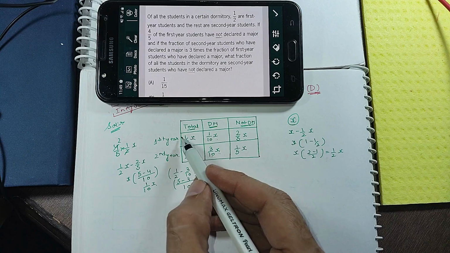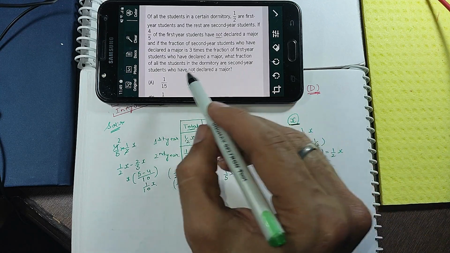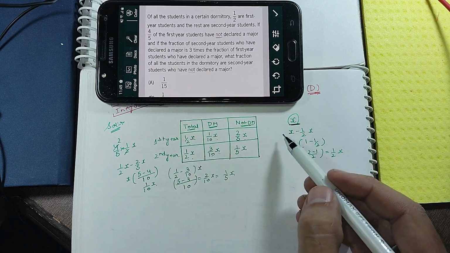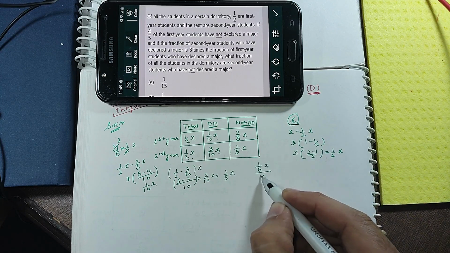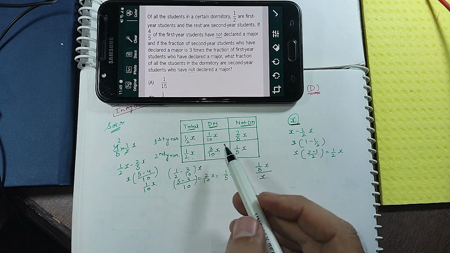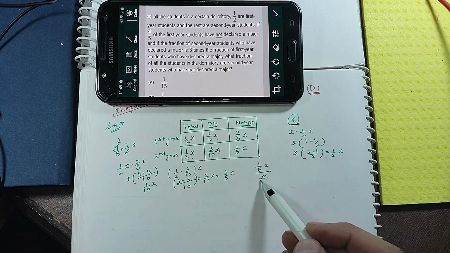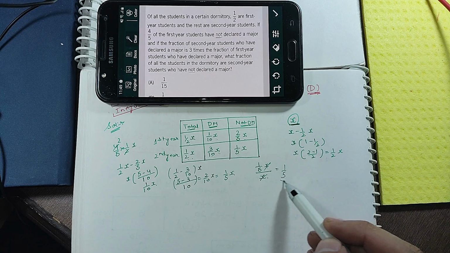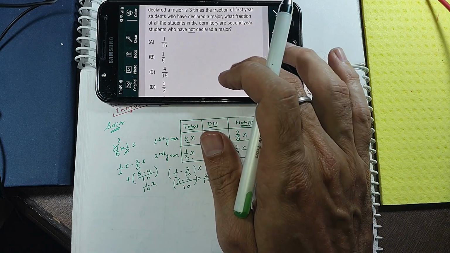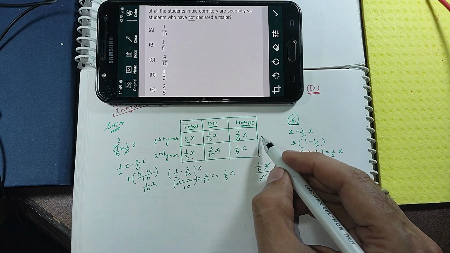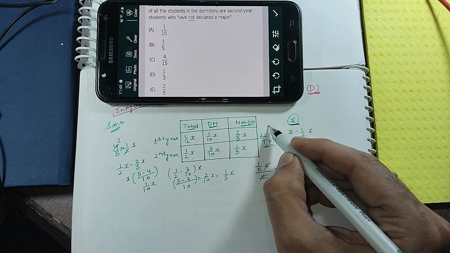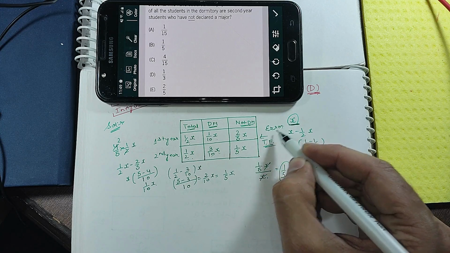So all the students will be this. If he had written what fraction of the second year students, then in denominator we'd be having 1 by 2x. But since he has simply written of all the students, he is basically asking for this, who have not declared the major. So x will get cancelled. So right option will be 1 by 5. So we look for that option. Yes, option B is the right option. Okay. Whenever such kind of question comes, try to use tabular form. That would be error free for you and less confusing.